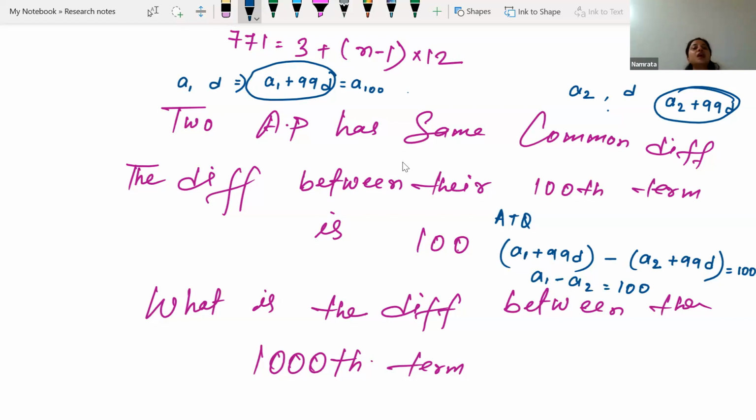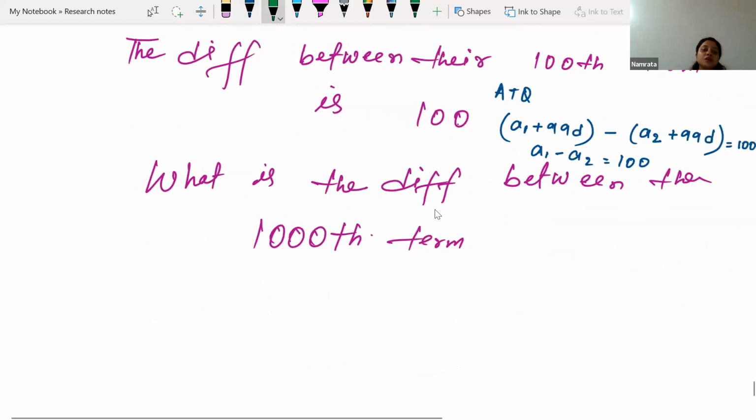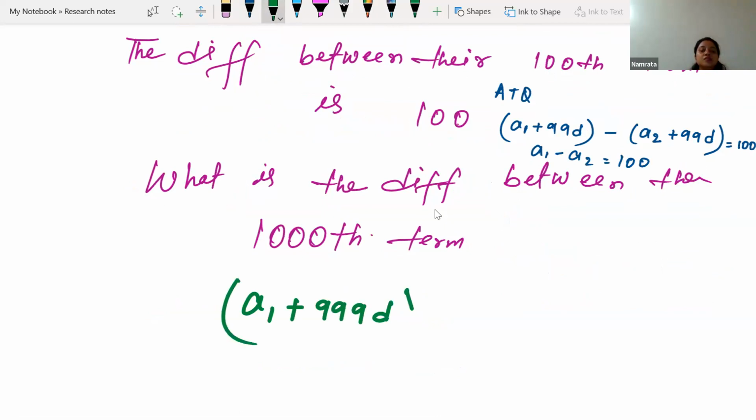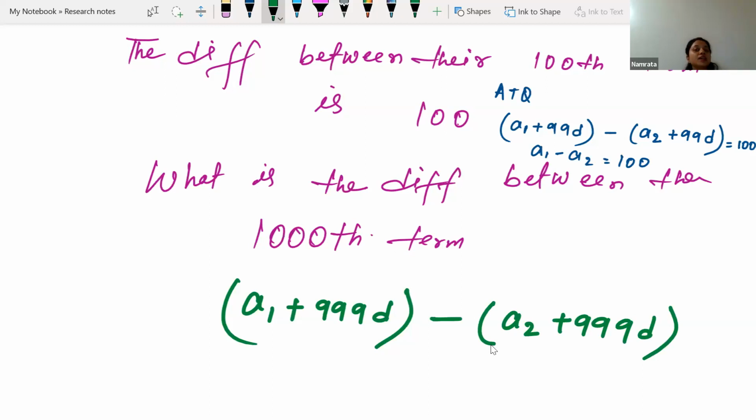The difference between the thousandth terms. So what will be the difference between the thousandth terms? For the first AP, the thousandth term will be A1 plus 1000 minus 1 times D, that is A1 plus 999D. This is the thousandth term for the first AP. For the second AP, the thousandth term will be A2 plus 999D, because D is the same for both as written in the first statement.